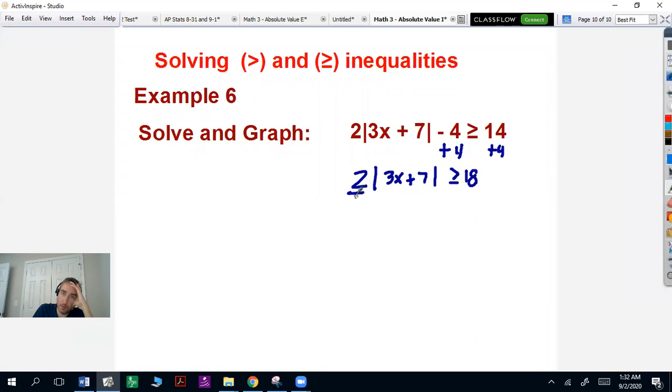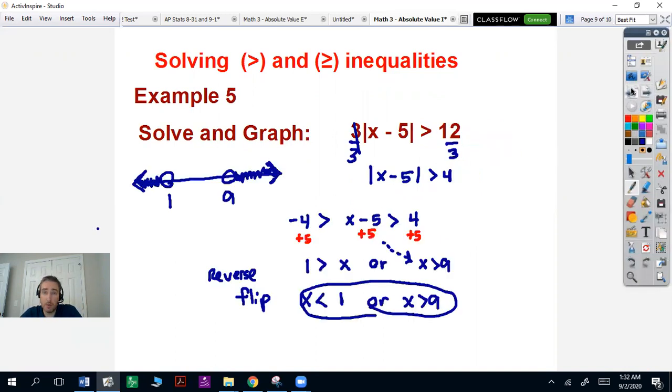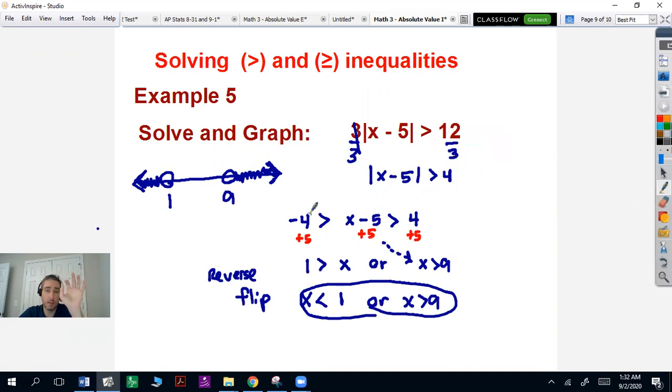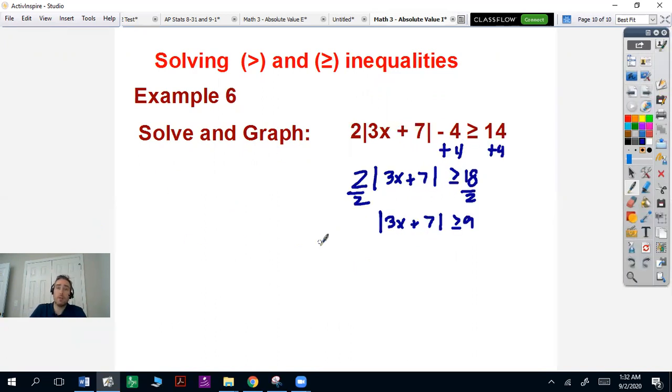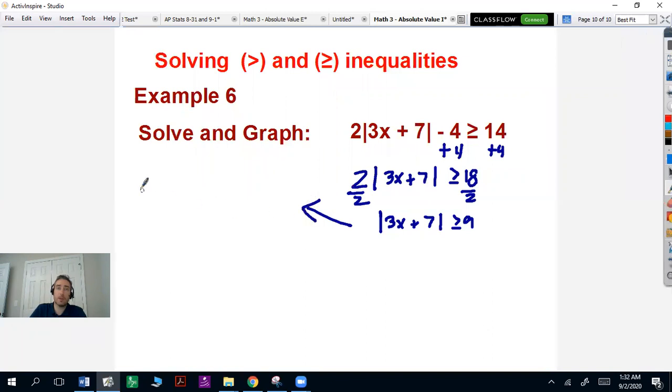And then we got to divide by the number in front of the absolute value. So 18 divided by 2, that's going to be 9. Now, we're still going to follow that same kind of pattern we did before. So if you remember on the other one, we wrote out the negative of the stuff in the absolute value, and then the positive, and then we did the greater than symbol. So let's do the same thing here. It's going to be -9 greater than or equal to, because it's got a line under it, 3x plus 7 greater than or equal to +9.